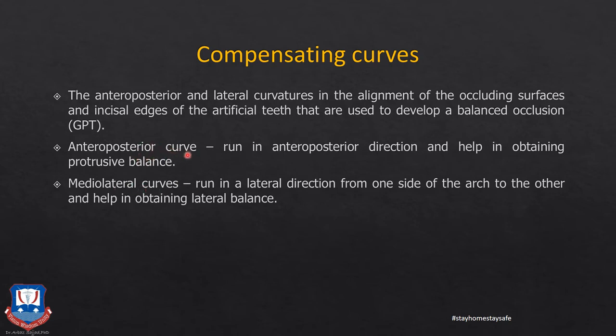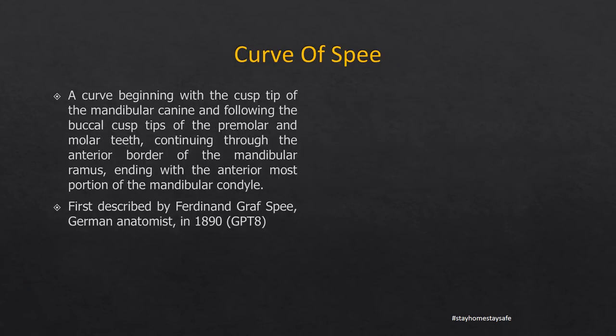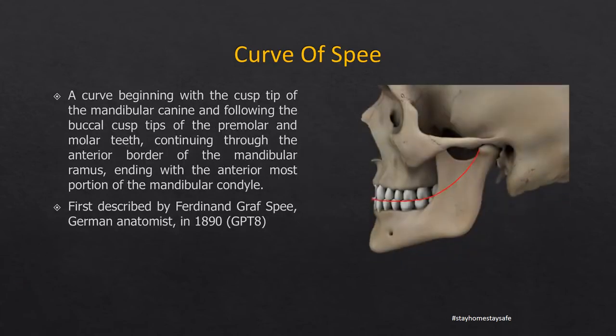Anteroposterior compensating curves like the curve of Spee run in the AP direction, that is anteroposterior direction, and help in obtaining a protrusive balance. Whereas the mediolateral compensating curves run in a lateral direction and are helpful in obtaining the balance in the laterotrusive movements. So let us come to the curve of Spee, which is an anteroposterior compensating curve.